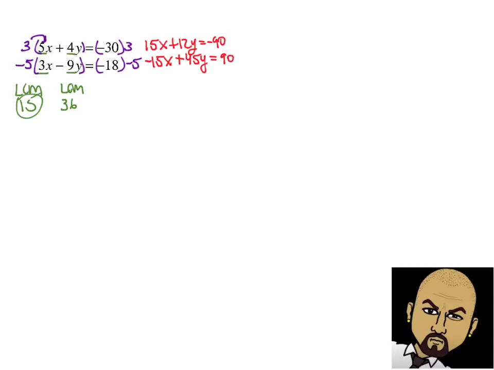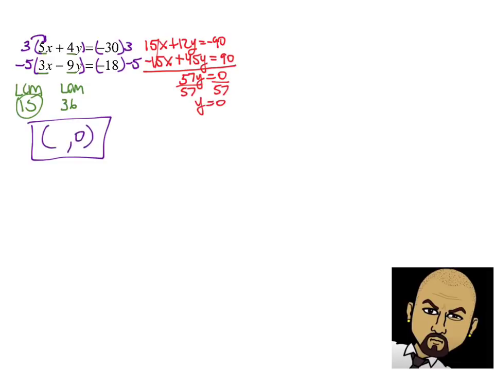And as you can see, we distributed. Now we can eliminate the x's, and we end up with 57y equals 0. Now we need to undo multiplying by 57 by dividing both sides by 57, and so our y solution is 0. Place it in the appropriate coordinate for our solution, an ordered pair. And now we're going to take y equals 0 and substitute it into one of the equations, and I'm going to go ahead and use the first equation. Since we solved for y, we're going to substitute 0 for y. So instead of 4 times y, it's going to be 4 times 0.